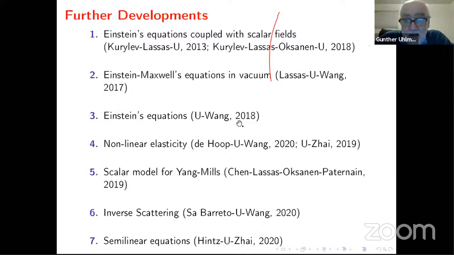we consider Einstein's equation themselves, coupled with vacuum or matter, for a very general coupling of Einstein's equation. For nonlinear elasticity, which is another important example of a nonlinear equation. And Yang-Mills has been considered by these authors. And we can also do inverse scattering. Instead of looking at semilinear equations and the source to solution map, we look at the Dirichlet to Neumann map with Peter Hintz and Jan Schaller.